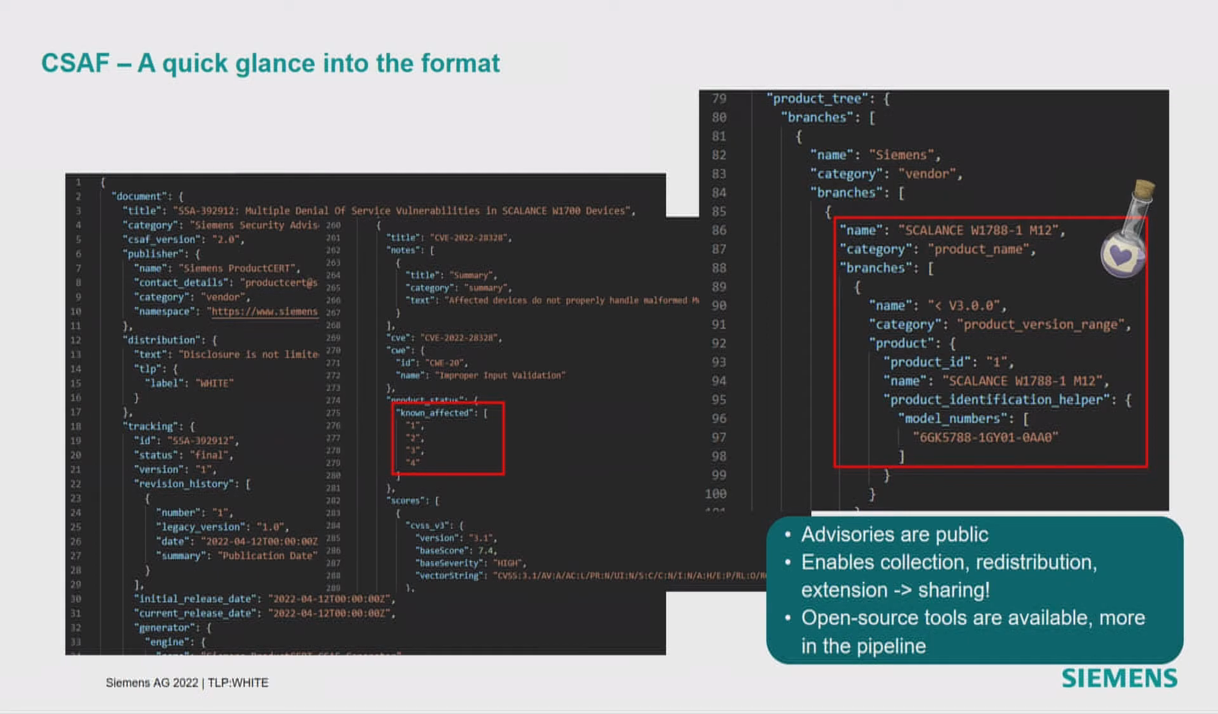So public advisories. We also want to enable the collection, the redistribution, and extension of those advisories. We know of certain communities and also parties collecting different advisories from different vendors. For example, we've got CISA in the US, we've got the BSI, the Federal Office of Information Security, who are collecting the advisories and also redistribute them to certain users, also in the OT realm. And in the end, the goal should be that sharing is being fostered.